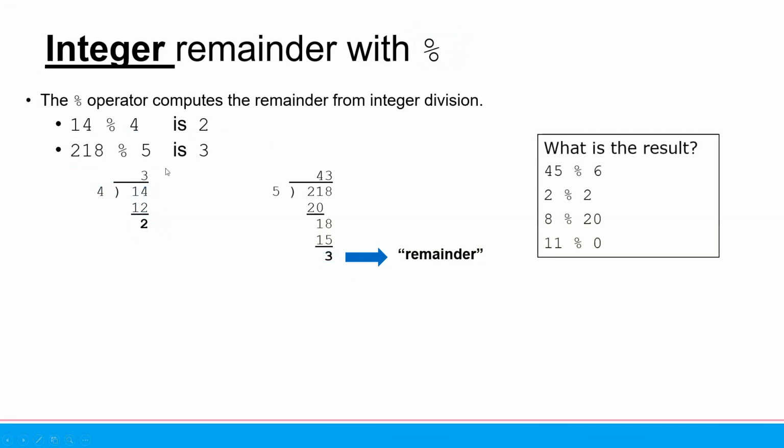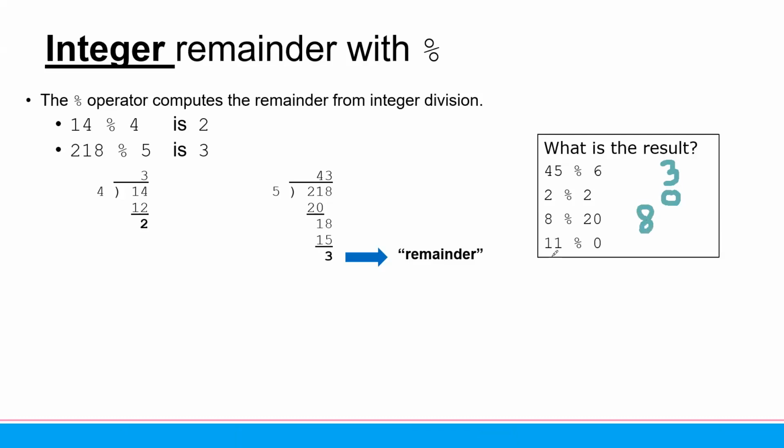So what is the result? 45 modulus 6. Yeah. The result is 3. 22 modulus 2, the result is 0. Okay. And then 8 modulus 20. Yeah, it's 8.